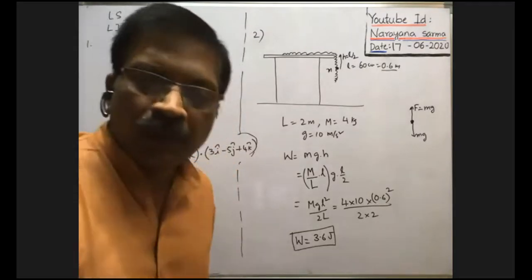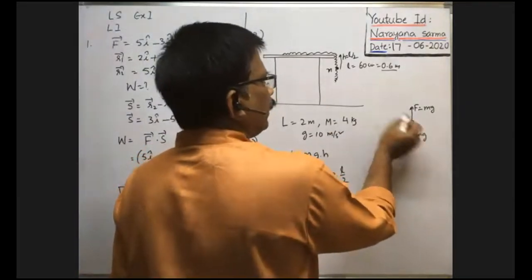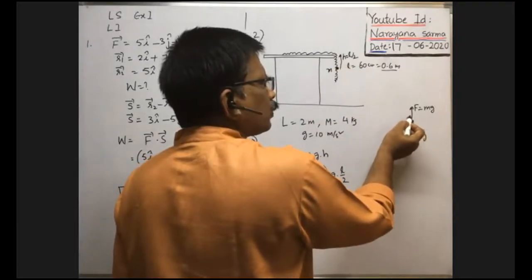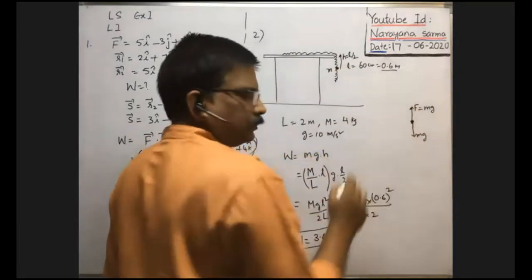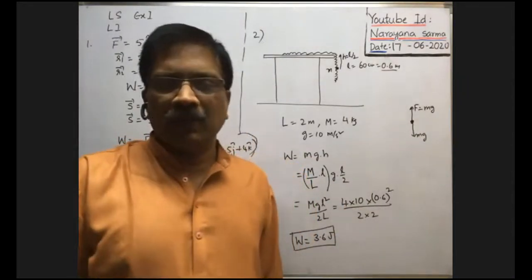Okay, Vamshi Krishna, if we apply a force on the hanging chain upwards which is equal to its weight, then the chain will move slowly with uniform speed without acceleration. That is the minimum force needed. Okay, Vamshi Krishna.